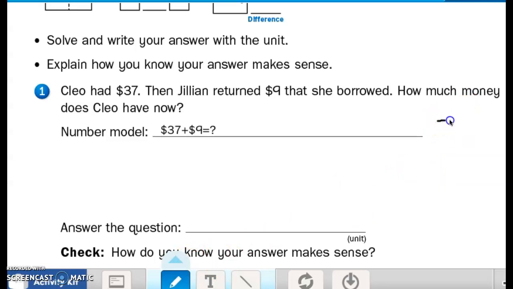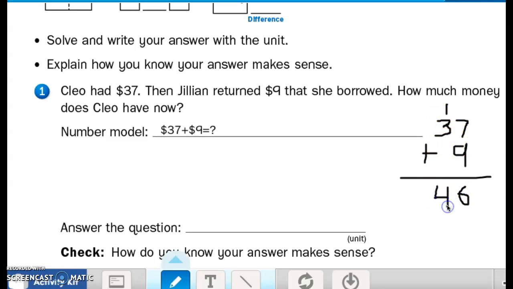So I'm going to write up and down. I'm going to go 37 plus 9. Now remember, 9 is in the 1s place, so you put it right under the 7. 9 plus 7 is 16. You carry the 1, put the 6 down here. 3 plus 1 is 4.